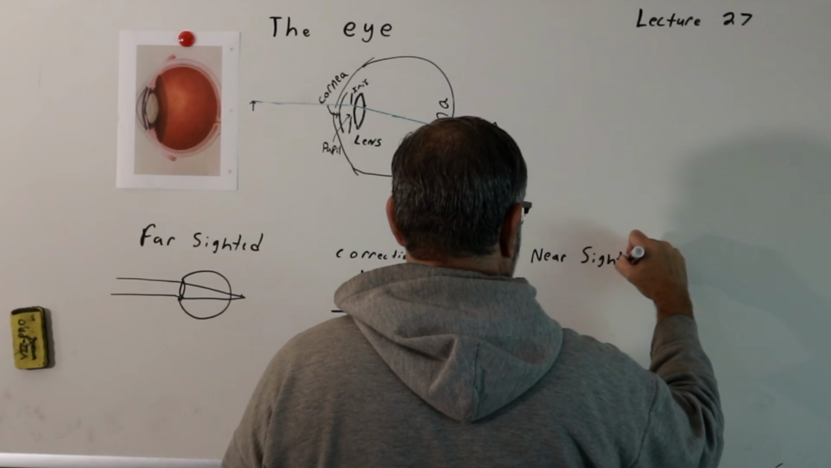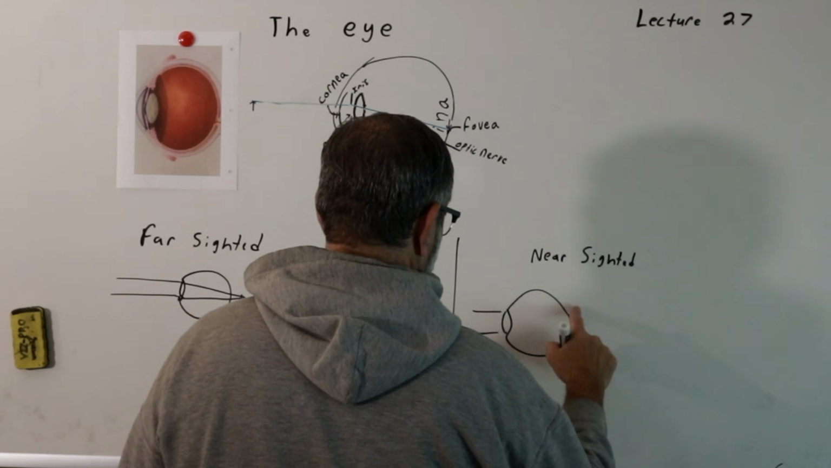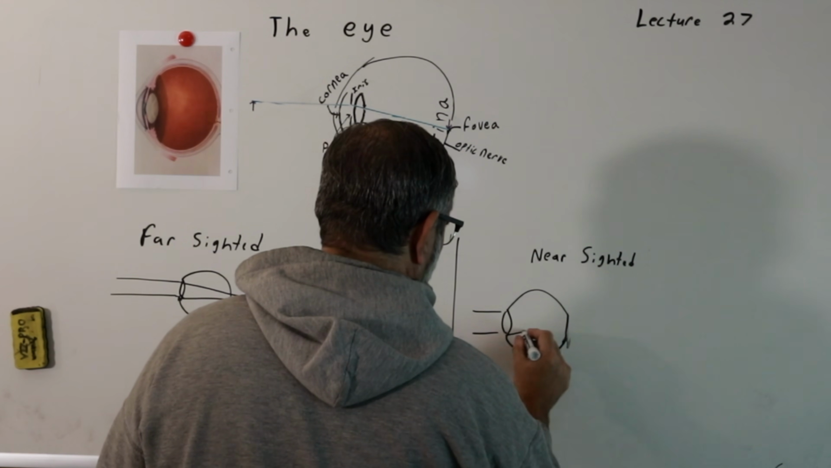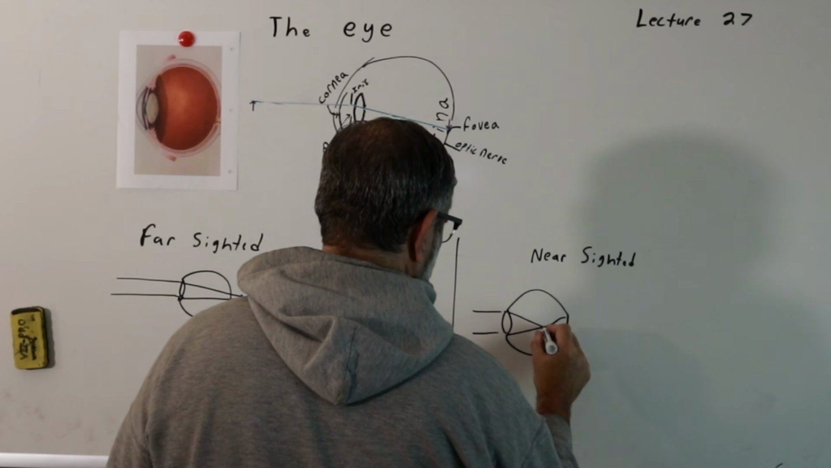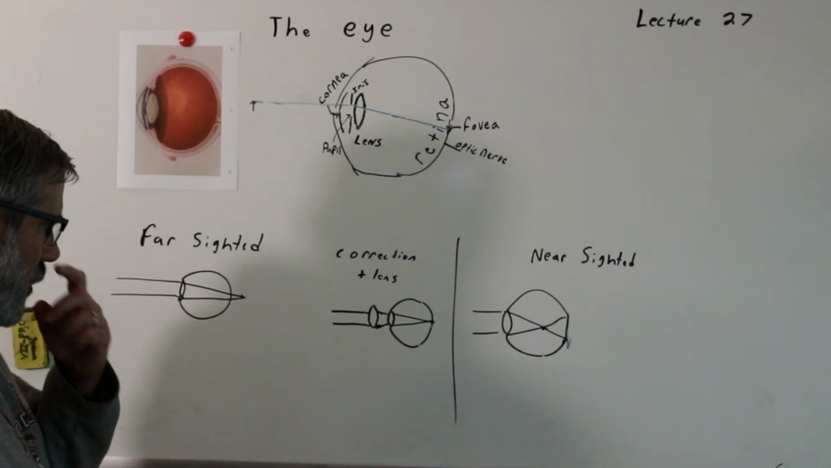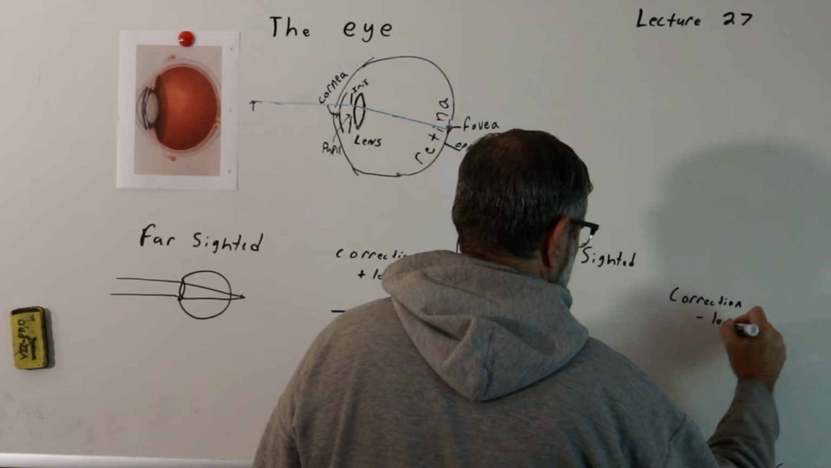Nearsighted. And that is where parallel rays focus before the retina. Okay? Focus before the retina. And so the correction for that: negative lens or divergent lenses.